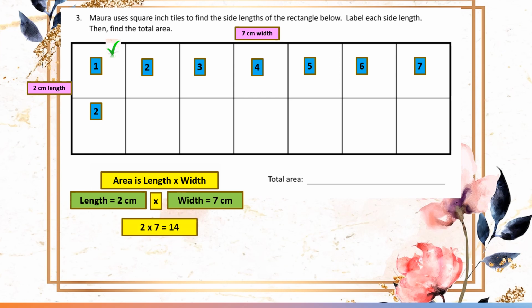14. So that means that the total area of this rectangle is 14 centimeters. Now you may want to go ahead and pause the video so that you can write everything down that I have on the screen, or just to check your work against mine to make sure that it's correct.